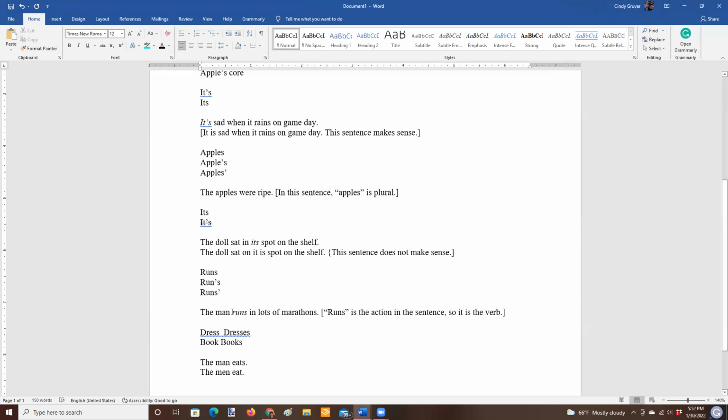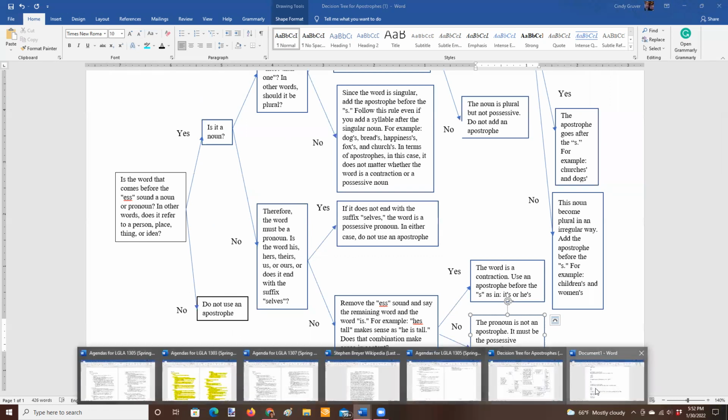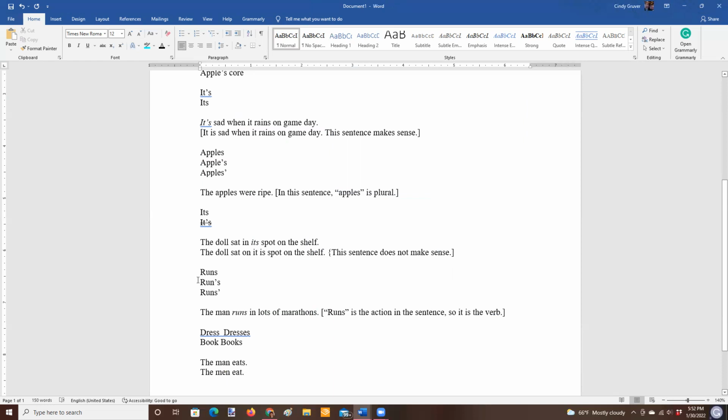but in our case, we know that this is going to be a verb. And so we're going to go back to our flow chart and see. So we know if it's a verb, it's neither a noun or a pronoun. It's not referring to a person, place, thing, or idea. So we go to no. Well, this was easy. We know there is not going to be any apostrophe. These two choices are not correct.